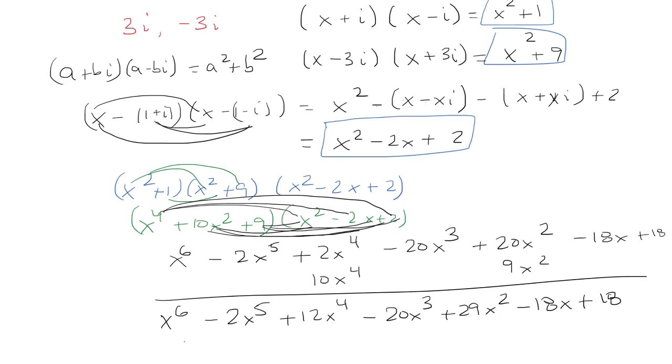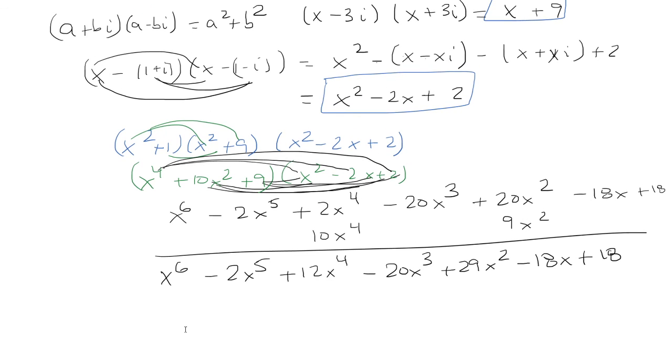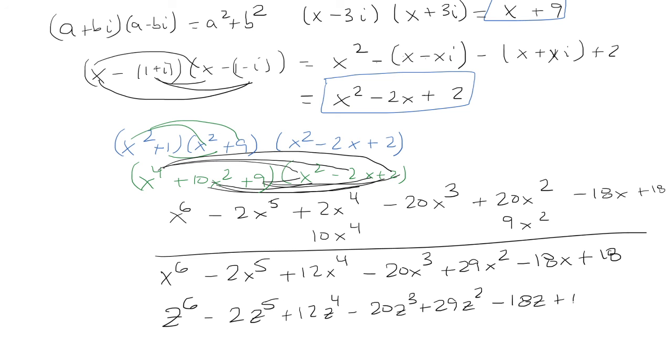And so finally, let's put this in terms of z. So our final answer is z to the 6th minus 2z to the 5th plus 12z to the 4th minus 20z cubed plus 29z squared minus 18z plus 18.